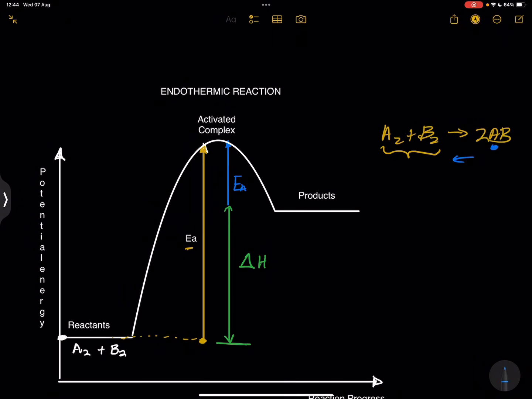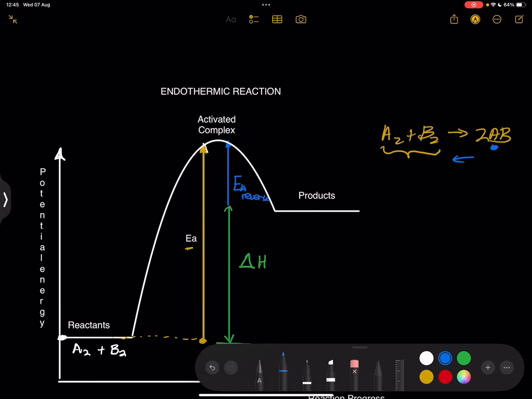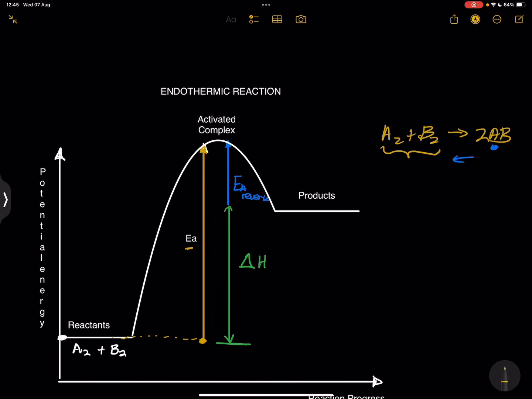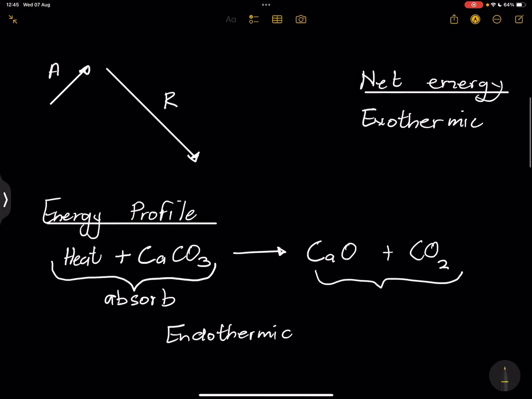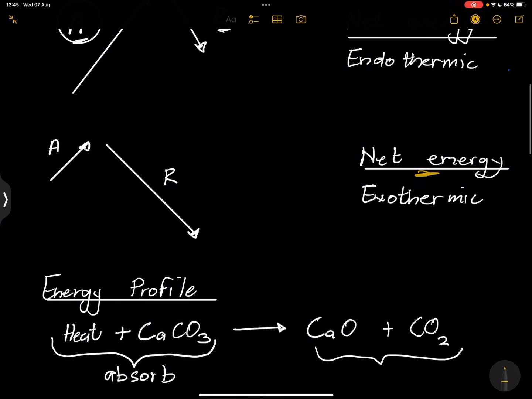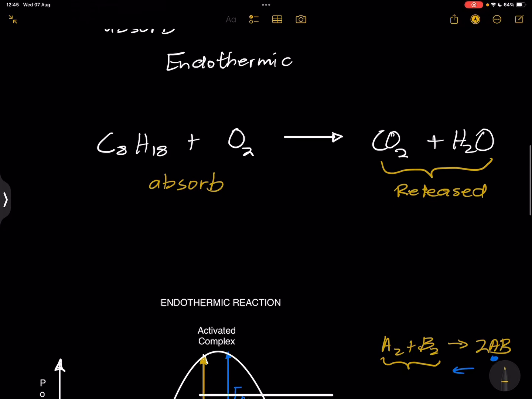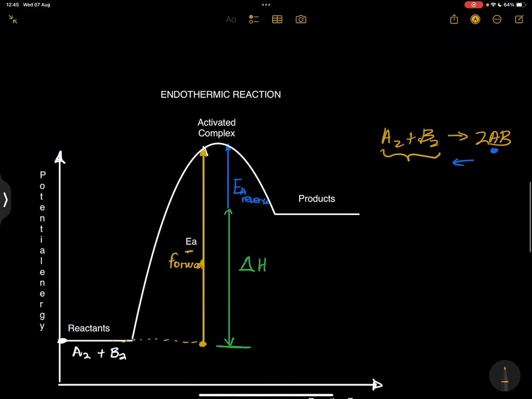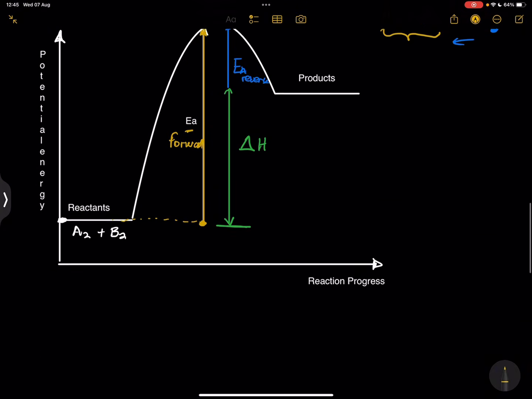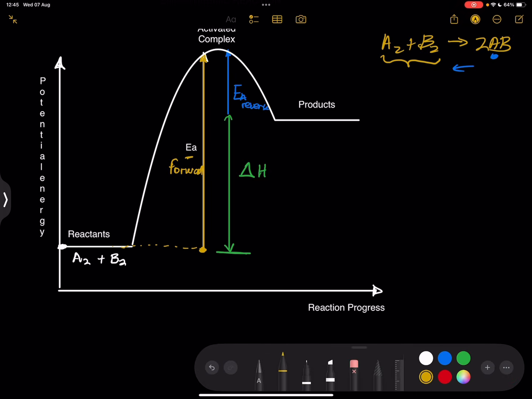Now, please, you need to remember this. In yellow, we had the activation energy for the forward reaction, and I'm going to actually show you how to calculate this a little bit more. Now, ladies and gents, you remember we spoke about the net energy. This net energy actually has a name, and that name, we call it the enthalpy. So we call it the enthalpy of the reaction.